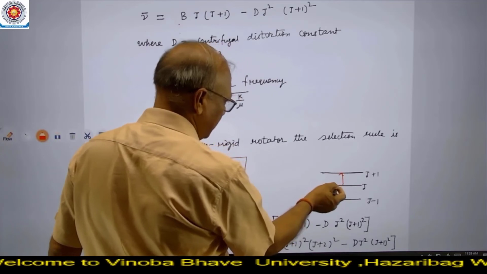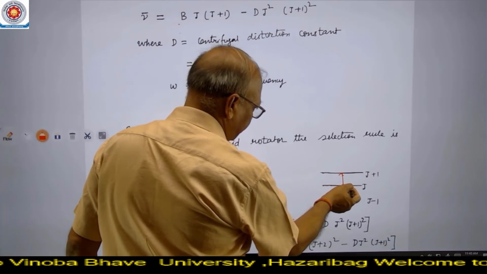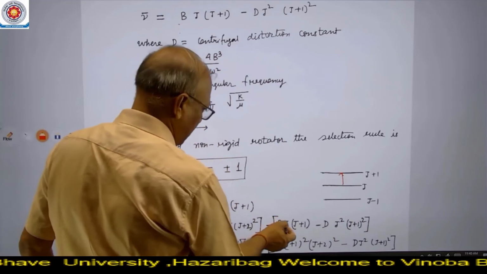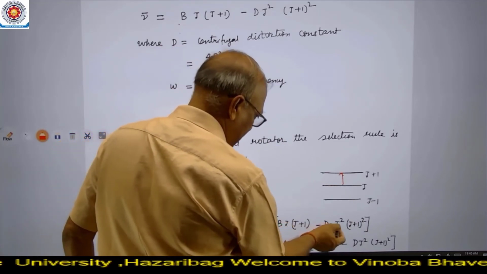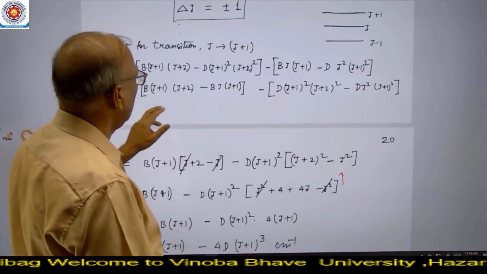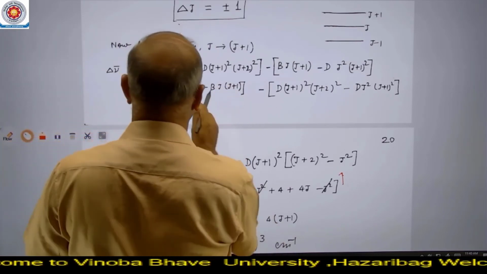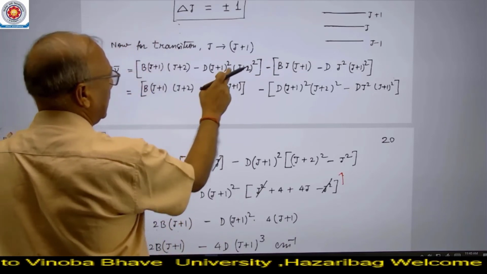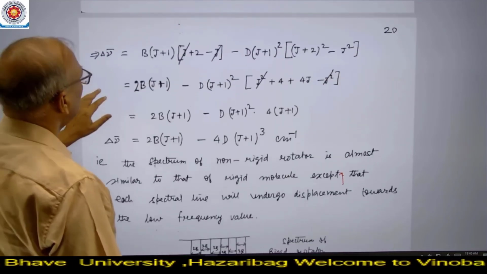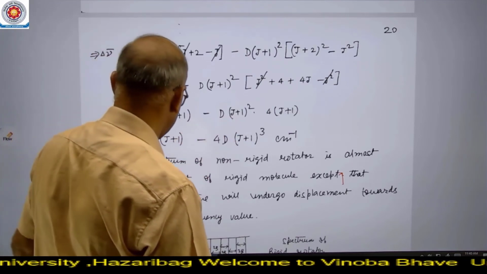After this minus sign, because we have to subtract the value of the lower energy level from the upper energy level, we again write the same expression, and in this case it is J, so we write J and J plus 1. Now we have to simplify this, and for simplifying, similar terms are taken together. We take some terms common, and the final expression becomes like this.